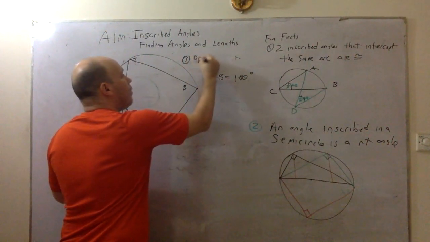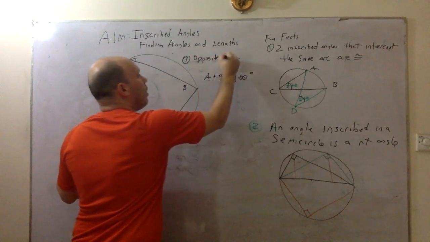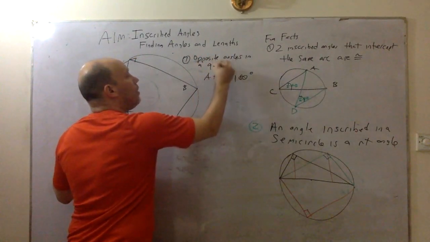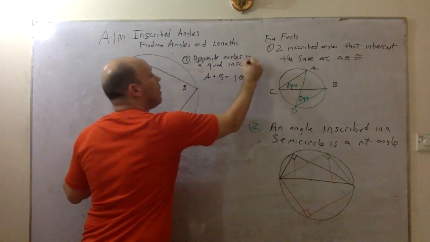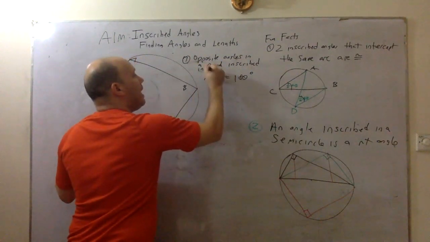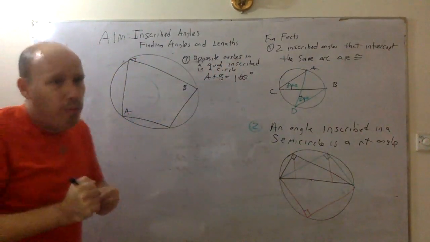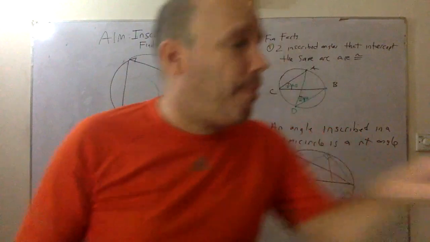The opposite angles in a quadrilateral inscribed in a circle equal 180. How can we prove that? Well, it's kind of easy if you think about it.